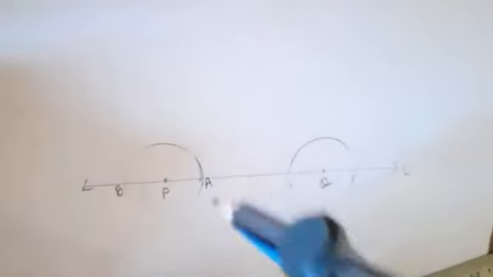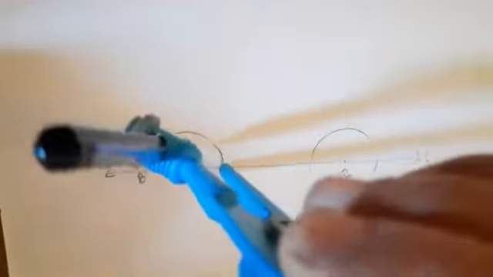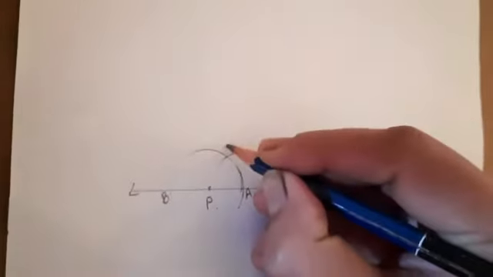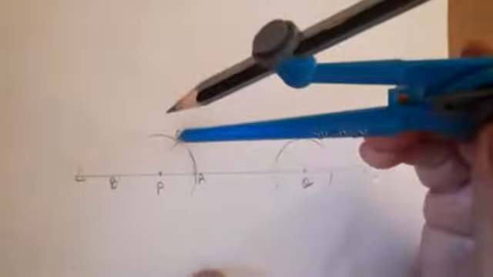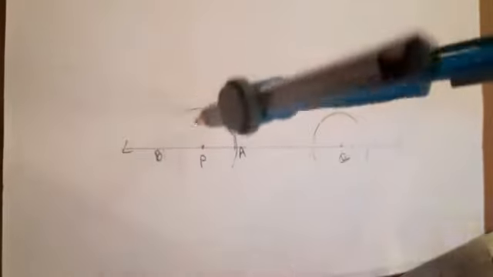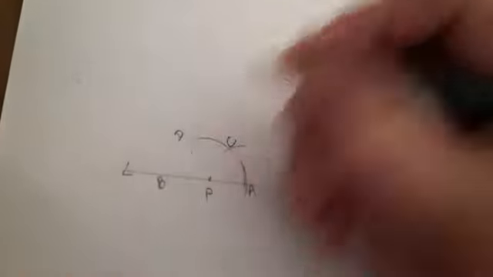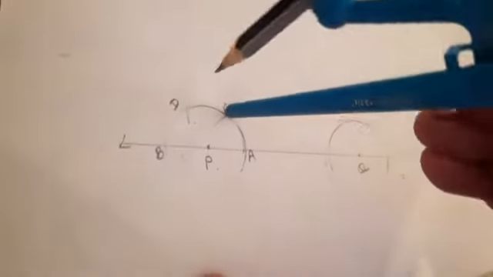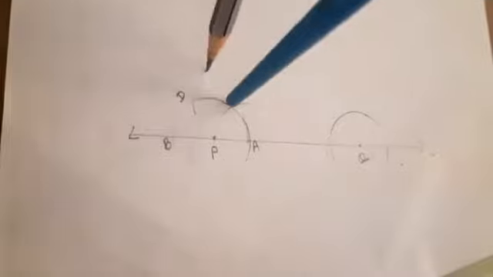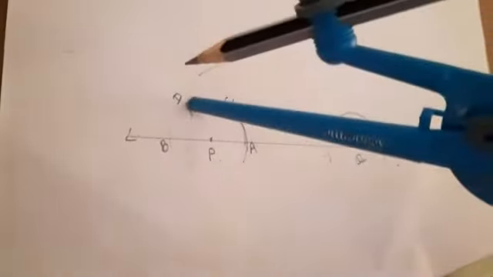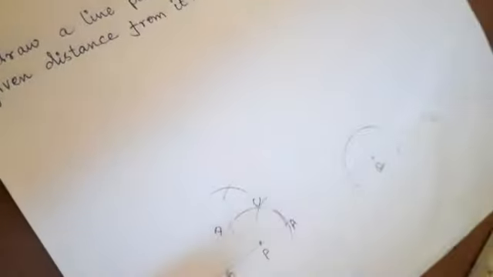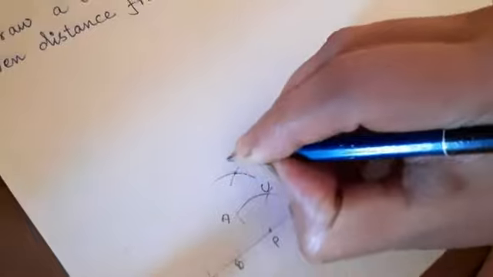Now keep A as a center, draw one arc, this cuts the previous arc at C. Then keep C as a center, one more arc which cuts the previous arc at D. Now keep C as a center, one arc, D as a center, one arc which cuts the previous arc at E.